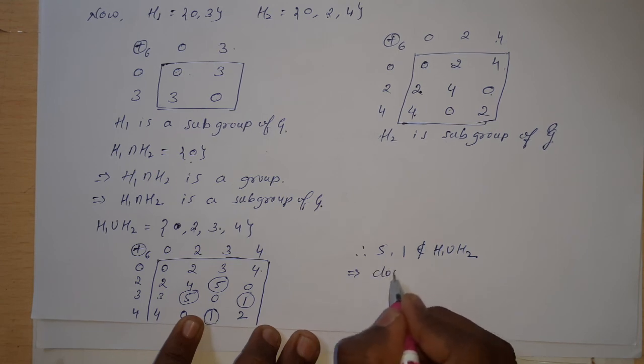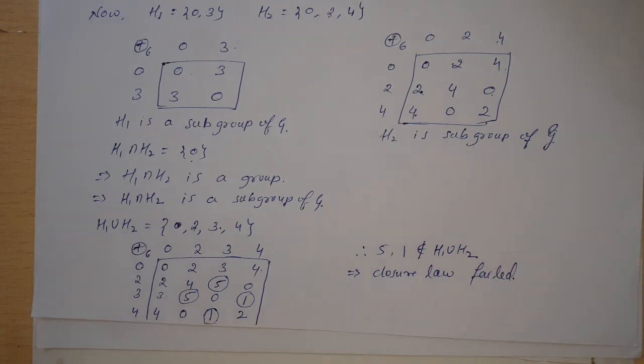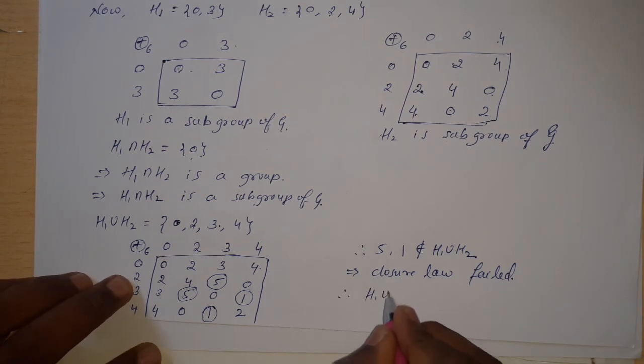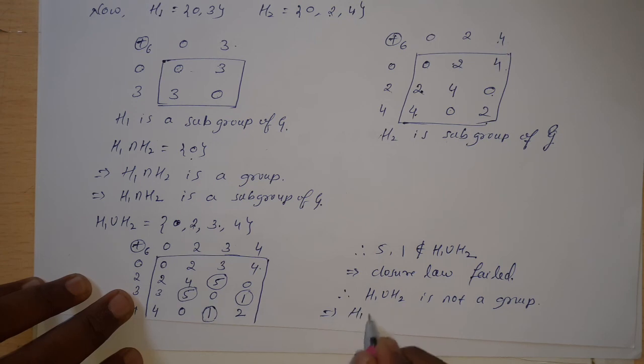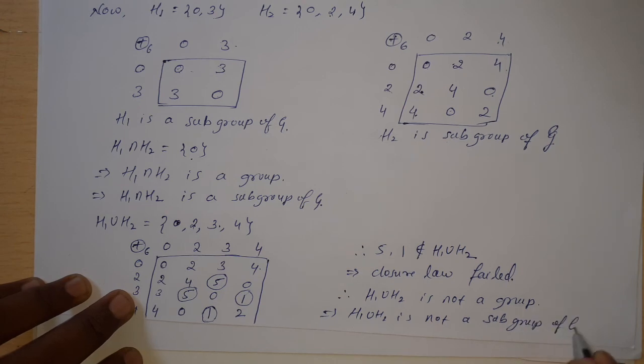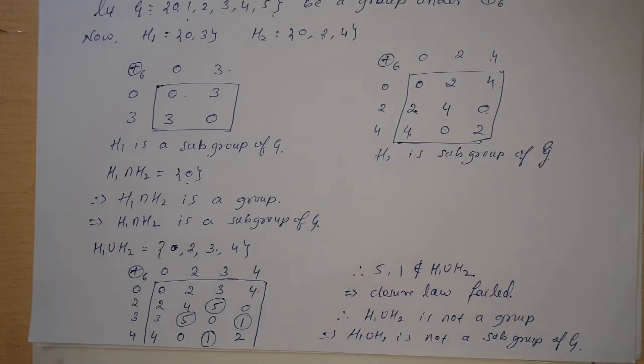It implies that the closure law failed. Not only closure law, if any law fails among the 4 laws, then it is not a group. So H1 union H2 is not a group. So it implies H1 union H2 is not a subgroup of G. So the intersection of two subgroups is always a subgroup, but we cannot say that the union of two subgroups is always a subgroup. Sometimes it may happen, it may be a subgroup or it may not be a subgroup. So this is the example to verify these two statements.